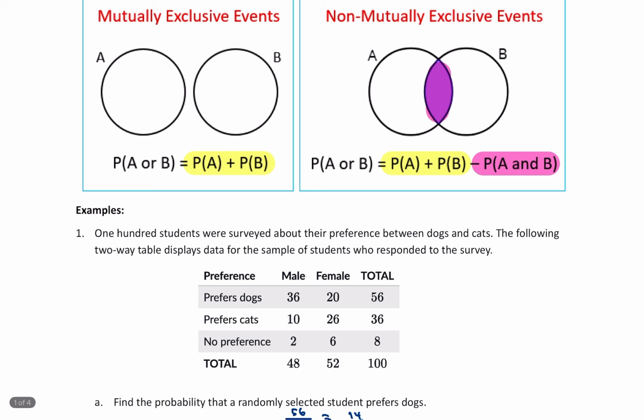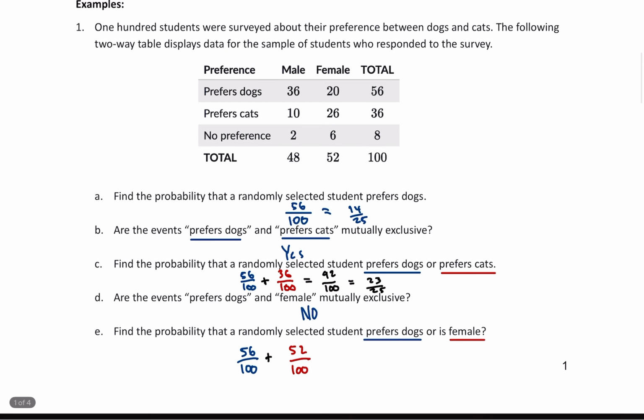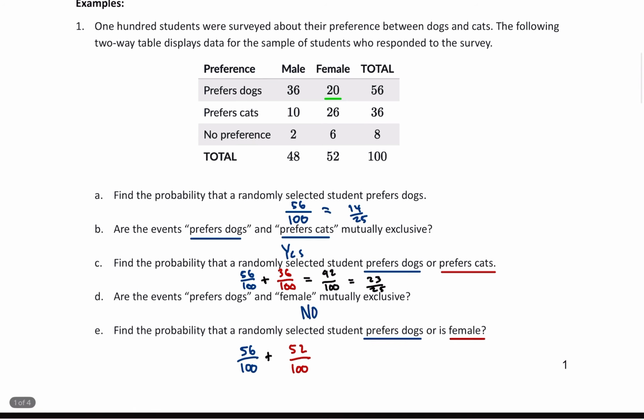Now, because I said these were not mutually exclusive, I have to take care of this extra step here, right? I've got to subtract what they have in common. Well, what do they have in common? What they intersect, right? So where do they intersect? Prefers dogs, females, that 20, right? We're talking about that 20. So this is my intersection, this 20. So I'm going to come down here and subtract that 20 away because that's what my formula says. So subtract what they share.